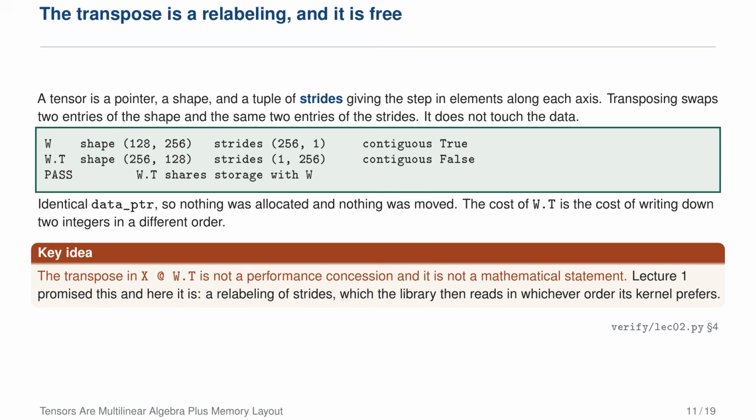Here is the run. The weight has shape 128 by 256 with strides 256 and 1, and it is contiguous. Its transpose has the shape reversed and the strides reversed, and it is not contiguous. And the data pointers are identical, so nothing was allocated and nothing was moved. The cost of that transpose is the cost of writing down two integers in a different order. So the transpose in the library's expression is not a performance concession, and it is not a mathematical statement. Lecture 1 promised this, and here it is.